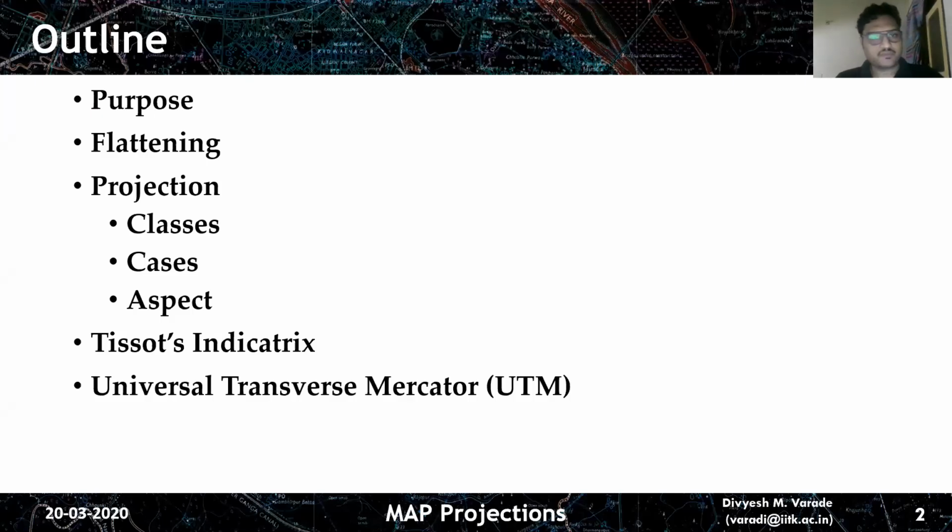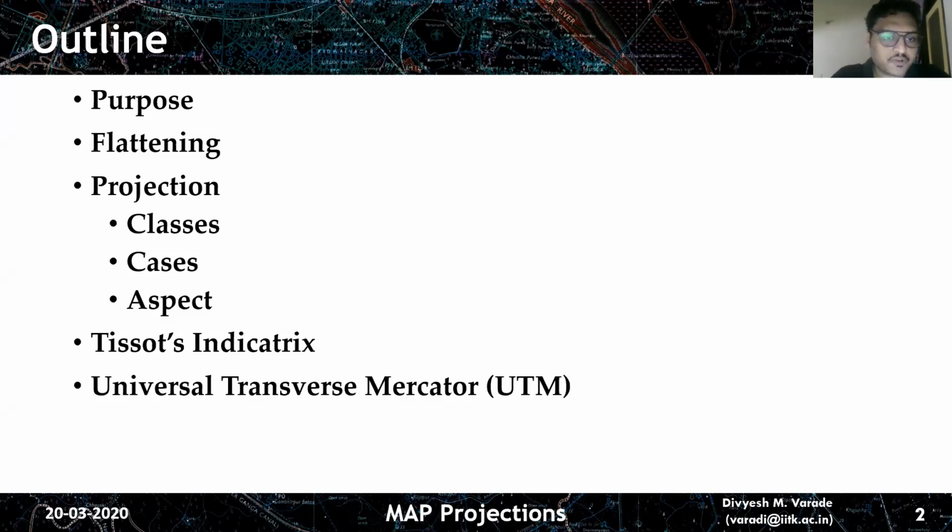So this is the outline of this presentation. First we will discuss the purpose of having map projections, why we need those maps on 2D sheets. Then we'll speak about the issues in maps, for example, what the distortions are, and what the process of making these maps is. Then we will speak about some cases of projection: the different classes, the different cases, and the aspects.